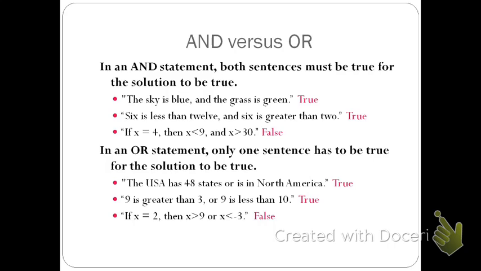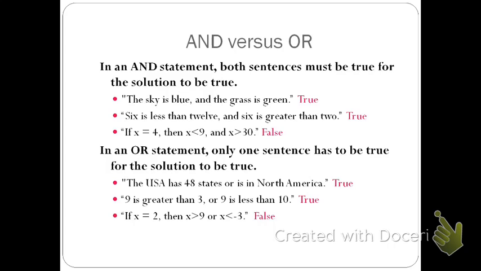Let's look at the difference between and versus or. In an and statement, both sentences must be true for a solution to be true. So let's think of it in words here. If I had the phrase, the sky is blue and the grass is green, you would agree with both, the sky is blue and grass is green, so therefore the statement would be true. 6 is less than 12, well that's true, and 6 is greater than 2, that's also true. Because both of those statements are true, the inequality would be true.